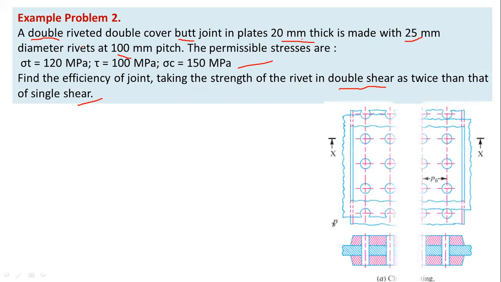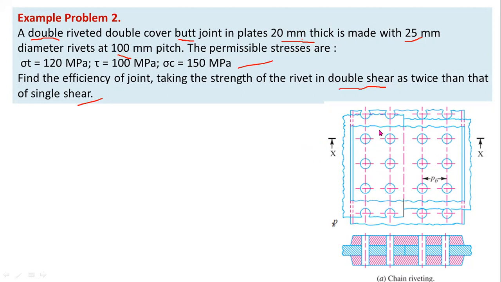So the given problem is a double riveted, double cover butt joint. This is a butt joint. Here we are using two cover plates: one is a top cover plate and the other is a bottom cover plate. We are using two cover plates for joining the two plates. Here you can observe there are four rows.